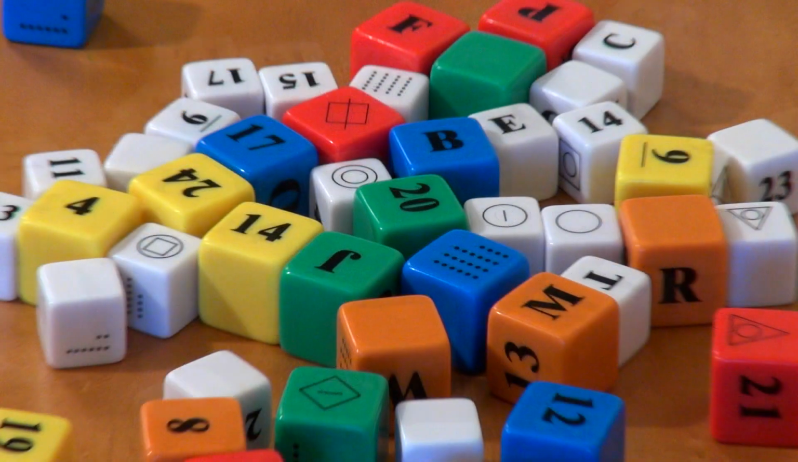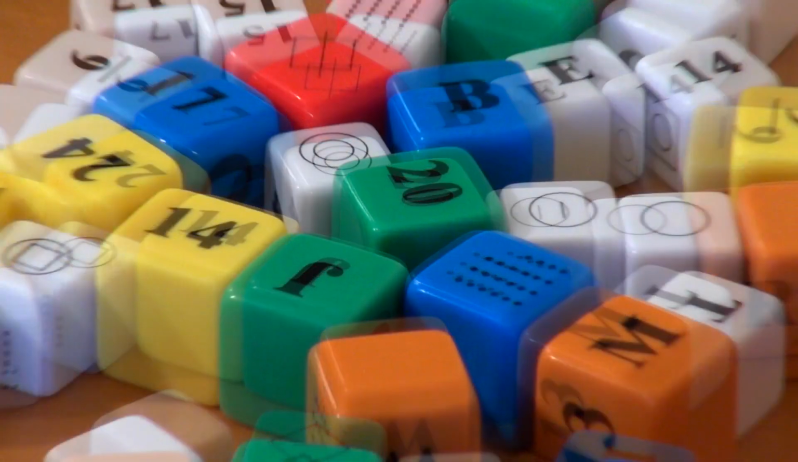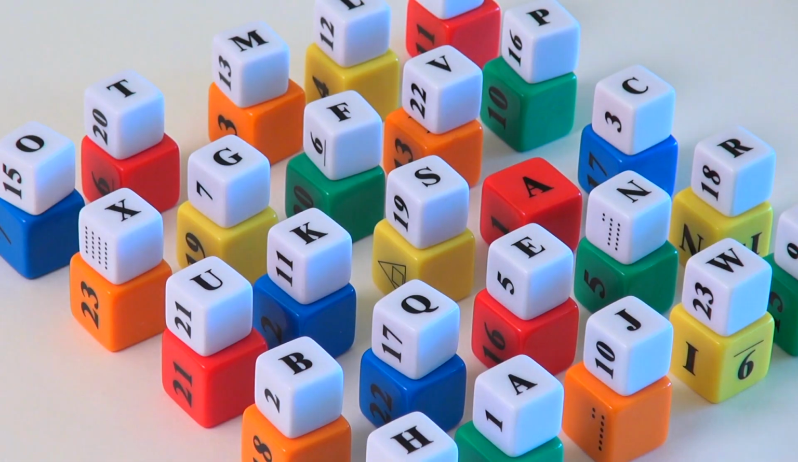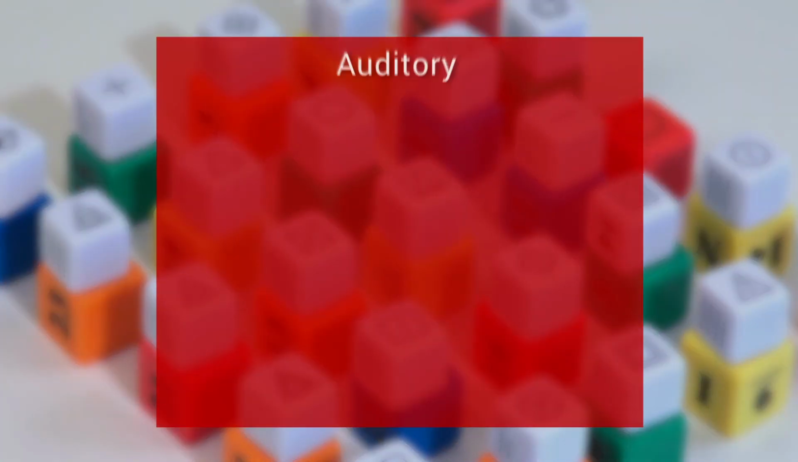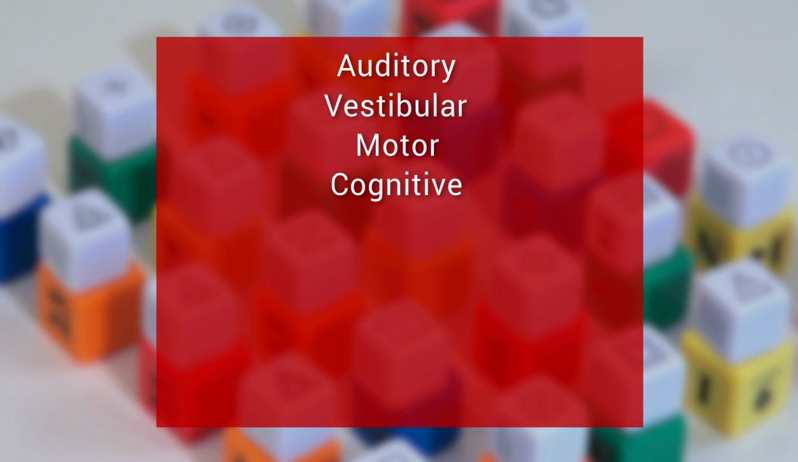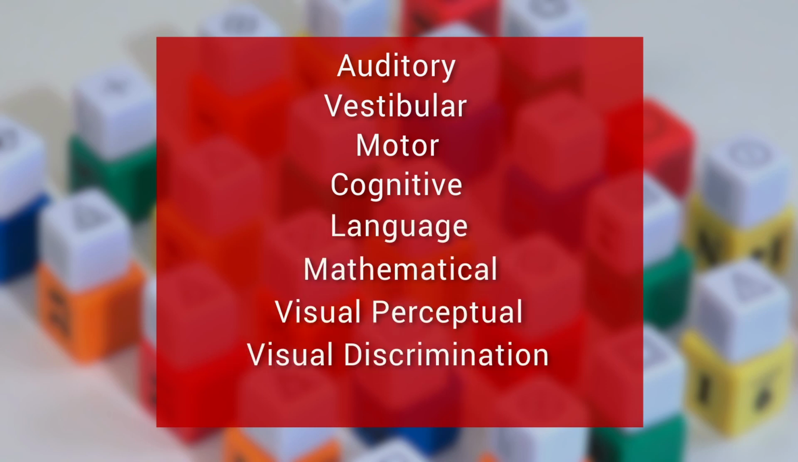This section of the course covers brain loads that can be added to any of the core games to alter the challenge, allowing you to customize it for the person you're working with. There's a wide variety of what we call cognitive and sensory loads to incorporate into each of those structures. So there's the auditory, add the vestibular, add the motor challenges, cognitive loads, language loads, mathematical loads, visual perceptual loads, visual discrimination loads, visual memory loads, to really nurture and enrich the entire process that's taking place within the brain.